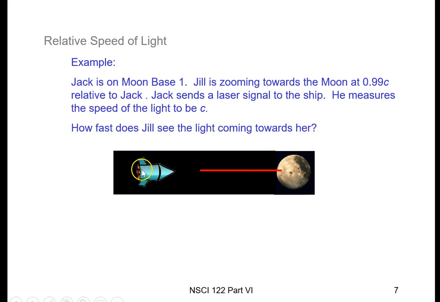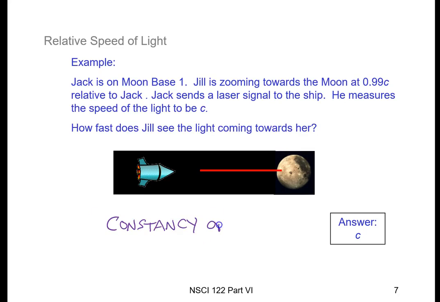I mean, it seems like if she's approaching this really, really fast, and the light is going to the left really, really fast, that she should see the light coming even faster than Jack sees it. But nope, she will also see the light traveling this way at speed c. Okay, this is sometimes called the principle of the constancy, this fancy term, the constancy of the speed of light. So this is what Einstein assumed.